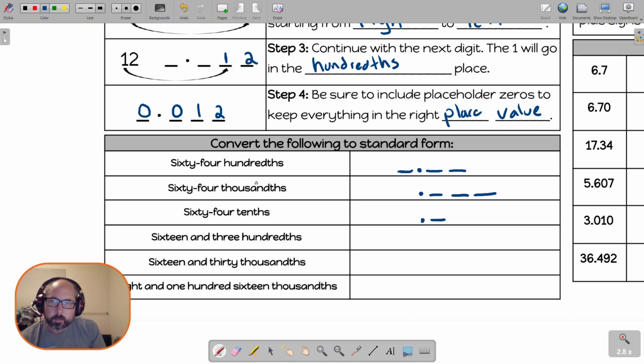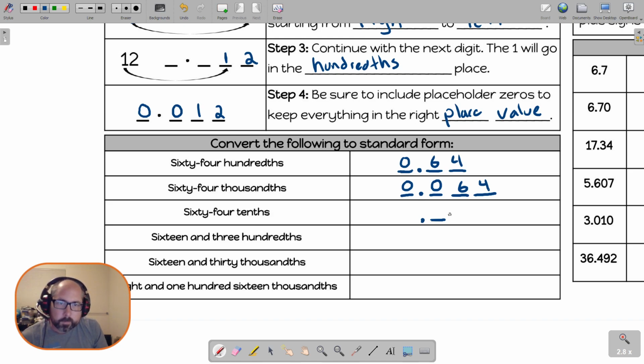Okay, so let's try this. 64, all of these are 64 somethings, 64 hundredths, so I'm going to start on the right side. The 4 goes here. 6 goes there. I'm going to have a 0 there. Okay, right here, 64 thousandths. I'm going to put all the way to the right, 4 there, 6 there. I need a placeholder 0 here. Again, I'm going to have a 0 there in the ones place, just to remind myself I have no wholes.